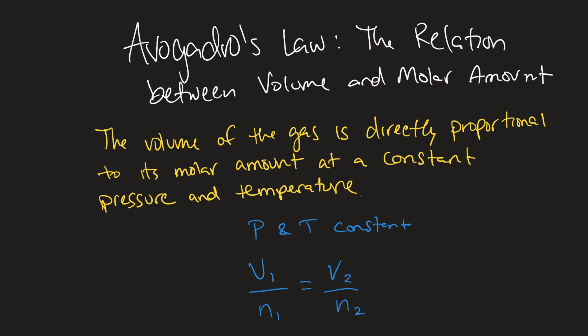describes that the volume of a gas is directly proportional to its molar amount at constant pressure and temperature. So when pressure and temperature are constant, the volume is dependent on the molar amount. So the more moles of gas you have, the greater the volume. That's essentially what it's saying. And the fewer moles you have, the lower the volume.